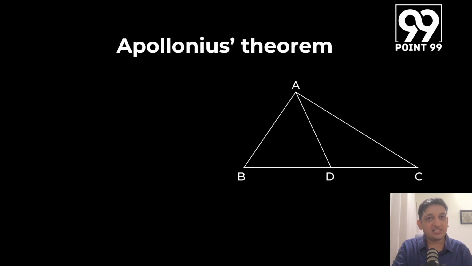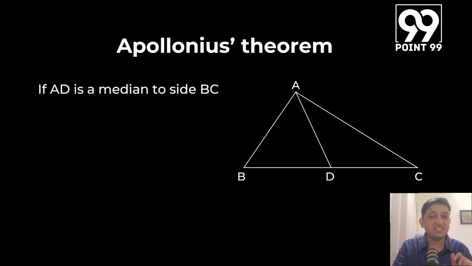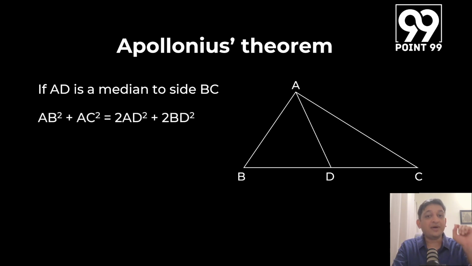In terms of Apollonius theorem, it's a very rarely used theorem, but in case there is a triangle ABC where AD is the median to side BC of this triangle, then we will have this very specific identity, which will be AB square plus AC square will be twice AD square plus twice BD square. Remember that it is not 2AD the whole square, but 2 multiplied by AD square. So just remember this bit and you should be fine.